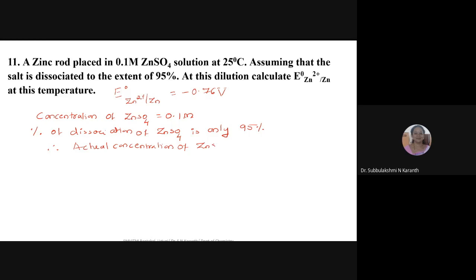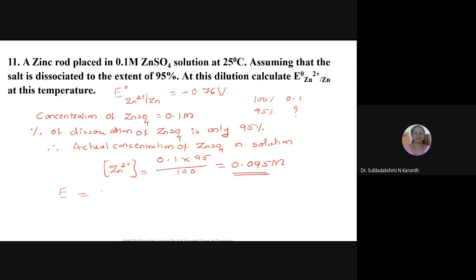Therefore, you have to find the actual concentration of ZnSO4 in solution. How do you find it? If 100% dissociation took place, you would get 0.1. But here only 95% takes place, so you have to find how much concentration. So 0.1 into 95 divided by 100. The actual concentration of the solution is not 0.1, it is 0.095.